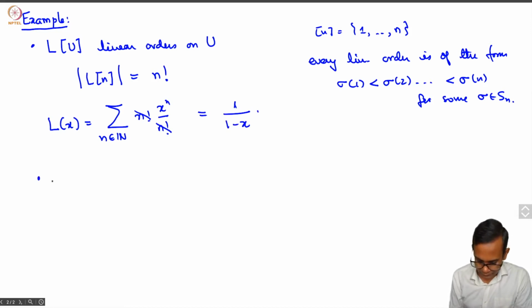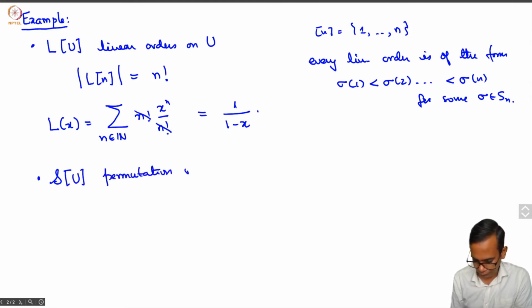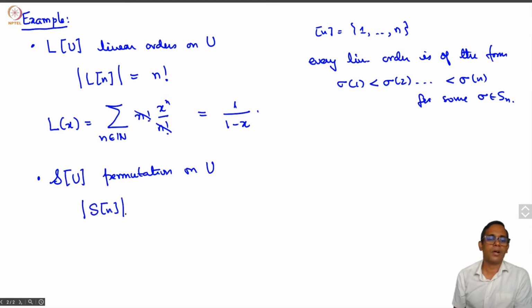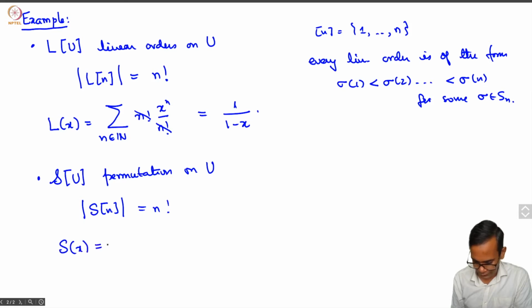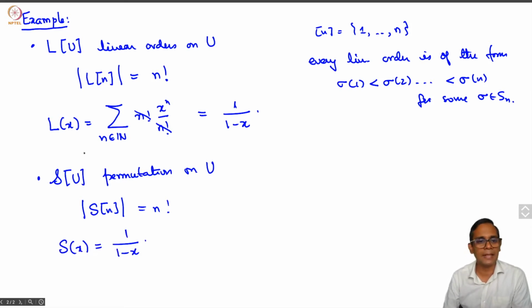Let's look at S of U, the permutations on U, the species of permutations. Again we know that S of n, the number of permutations of a set with n elements, is n factorial, and so we also get that S of x is the same, 1 over 1 minus x. However, later on we shall see that even though the species L and S have the same generating series, they are quite different as species, and there are more subtle differences between them.